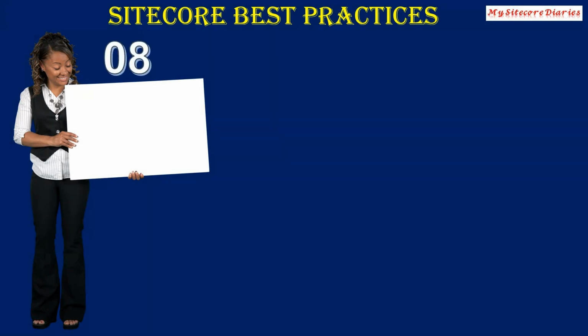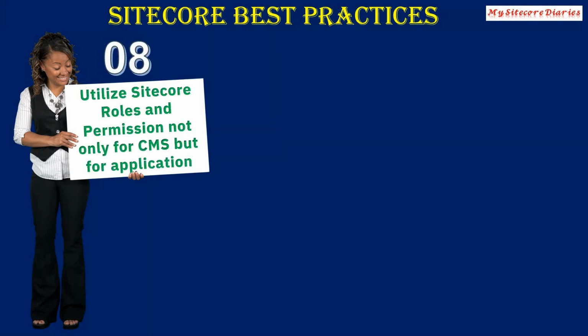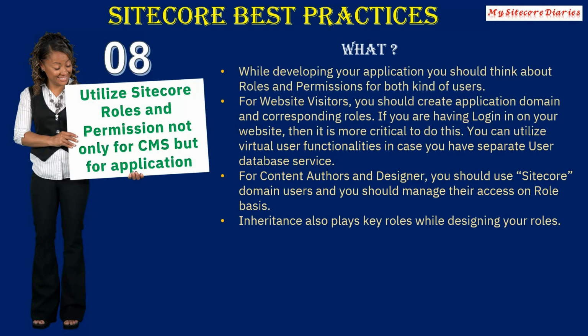Eighth best practice: utilize Sitecore roles and permissions not only for the CMS but for the application. While developing your application, you should think about roles and permissions for both kinds of users. On your website, there are two kinds of users. One is those who visit your website, your customers and website visitors, and the other is your content authors, designers, and admins, who log in to the CMS. So you think about both users and their roles and permissions.